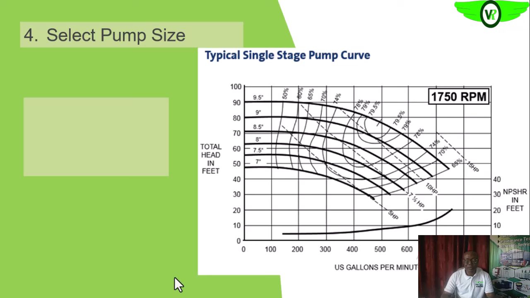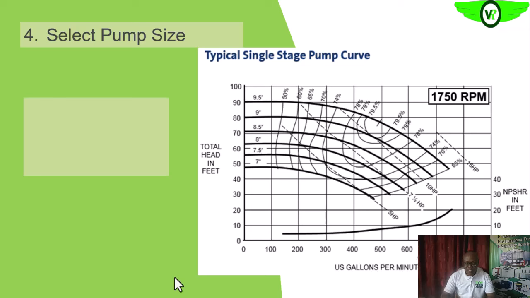So once you have determined the required head, you have also determined the flow rate. Very simple steps. The next thing that you need to do is to select the pump, which is our ultimate goal, which is what we actually wanted.